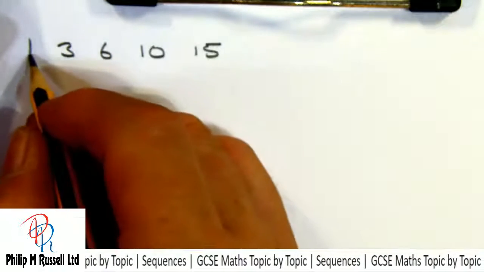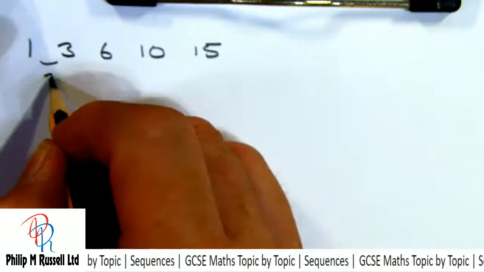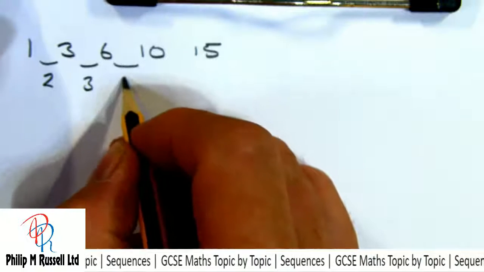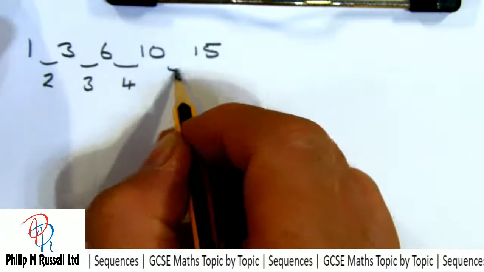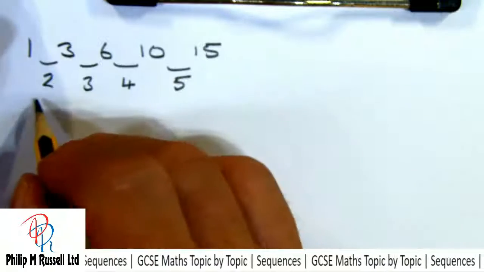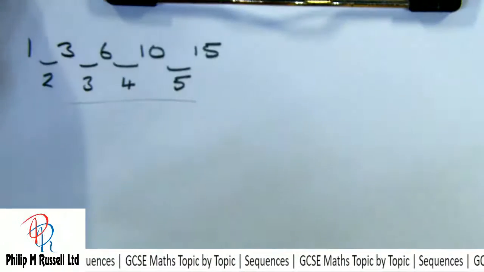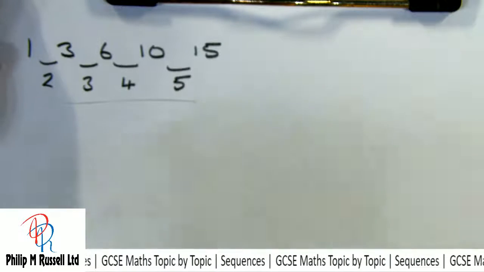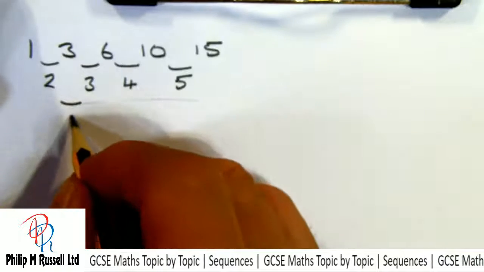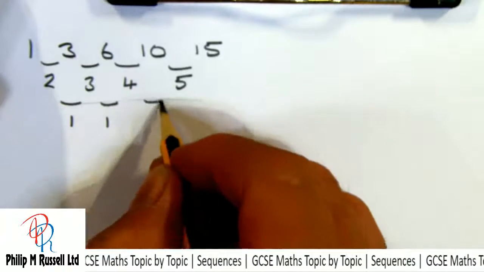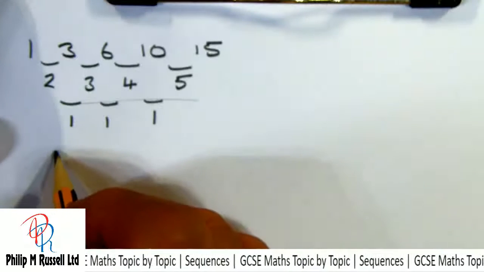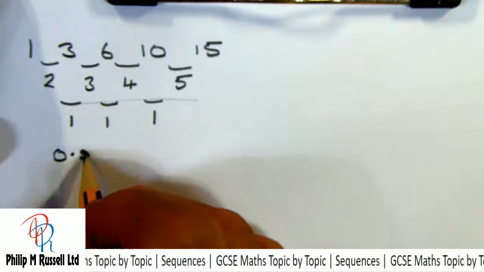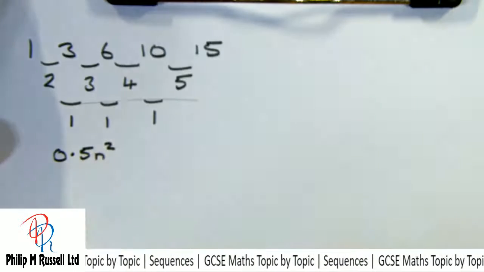Well, let's see what we've got. We've got 1 and 3 is 2, 3 and 6 is 3, 6 and 10 is 4, 10 and 15, 5. I've got the numbers going up. And yeah, we can look at this one and we can see that here is going to be simply 1 between them. And if I halve those, then I've got 0.5 n squared.